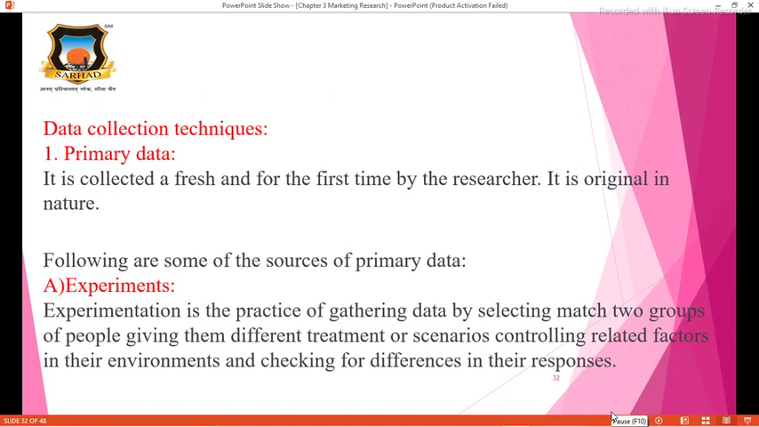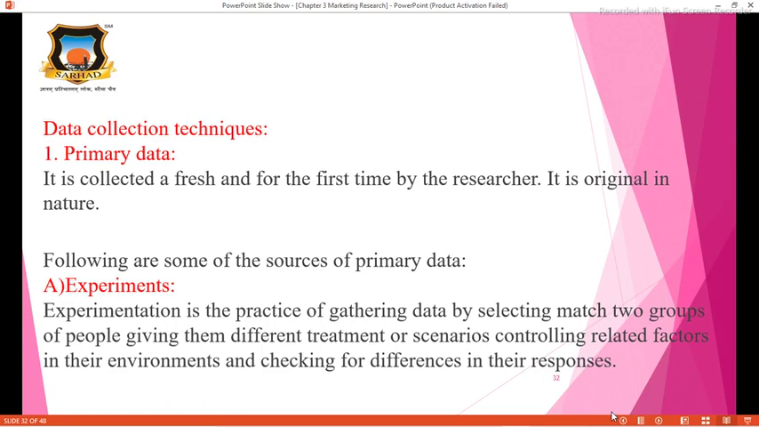Let us see the data collection techniques. The first is primary data. It is collected afresh and for the first time by the researcher. It is known as original in nature. The following are some of the sources of primary data.